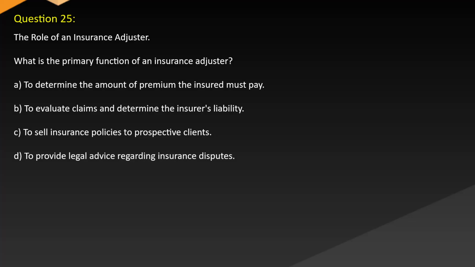Question 25. The role of an insurance adjuster. What is the primary function of an insurance adjuster? A. To determine the amount of premium the insured must pay. B. To evaluate claims and determine the insurer's liability. C. To sell insurance policies to prospective clients. D. To provide legal advice regarding insurance disputes.